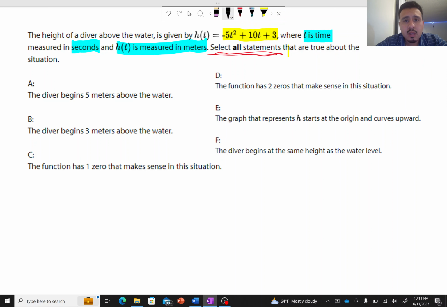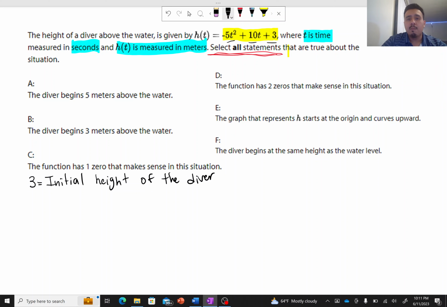So it says, A, the diver begins 5 meters above the water. Well, how do I know? The way I'm going to know things about this situation is I have to break down what each term in my equation represents. I know that the 3 represents the initial height of the diver.